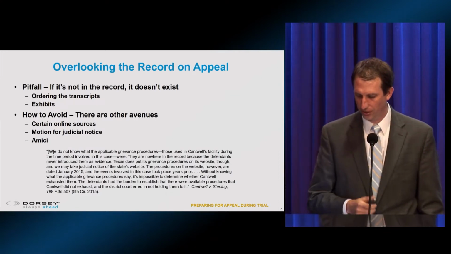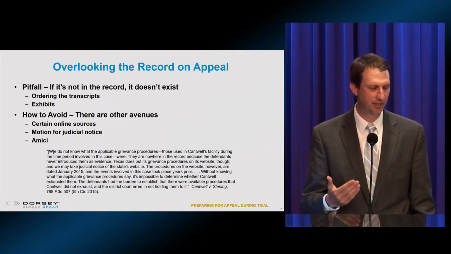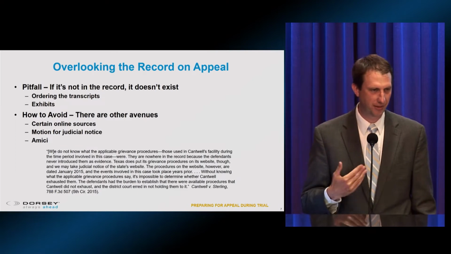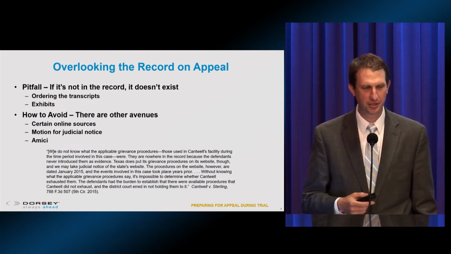Another thing you can do is use amici. Amici are friends of the court. They can bring different facts before the court, sometimes even filing an affidavit. And so, especially if you're cooperating with amici, that's another way to bring background facts before the Court of Appeals that may not squarely be in the record.